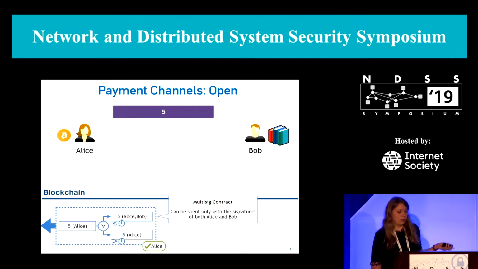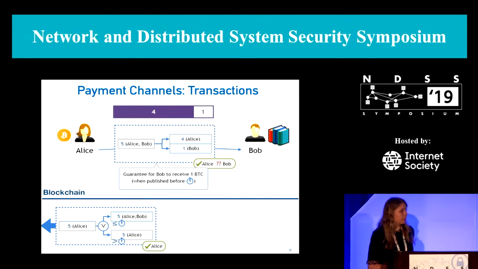So how can transactions now be made? The idea is that Alice can prepare a transaction that redistributes what she has deposited by transferring part of it to Bob, here for example 1 Bitcoin, and then she signs this transaction and gives it to Bob. So now Bob has a guarantee that whenever he goes with this transaction to the blockchain before the timeout, he will for sure get his money.